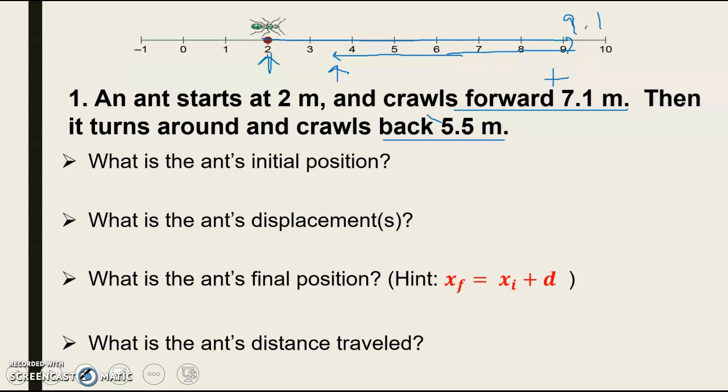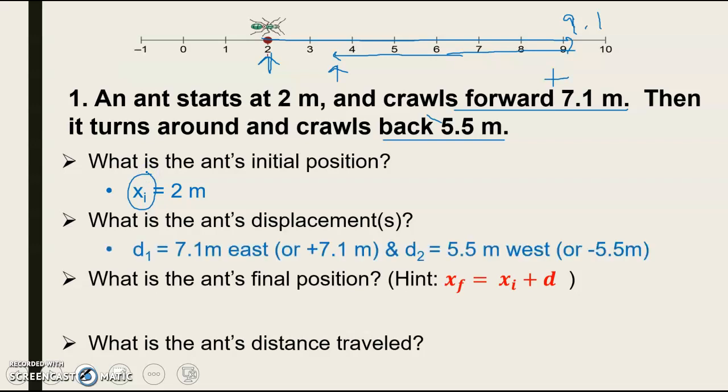Okay, so what's the ant's initial position? Initial position is just where it starts. Well, it started at the 2 meter mark. So initial position is represented by xi. Our next question, what are the ant's displacements? So it moves twice, right? The first displacement, d1, is 7.1 meters east, or a positive 7.1 meters forward. Our second displacement, the ant crawls backwards, so it would be 5.5 meters west, or negative 5.5 meters.